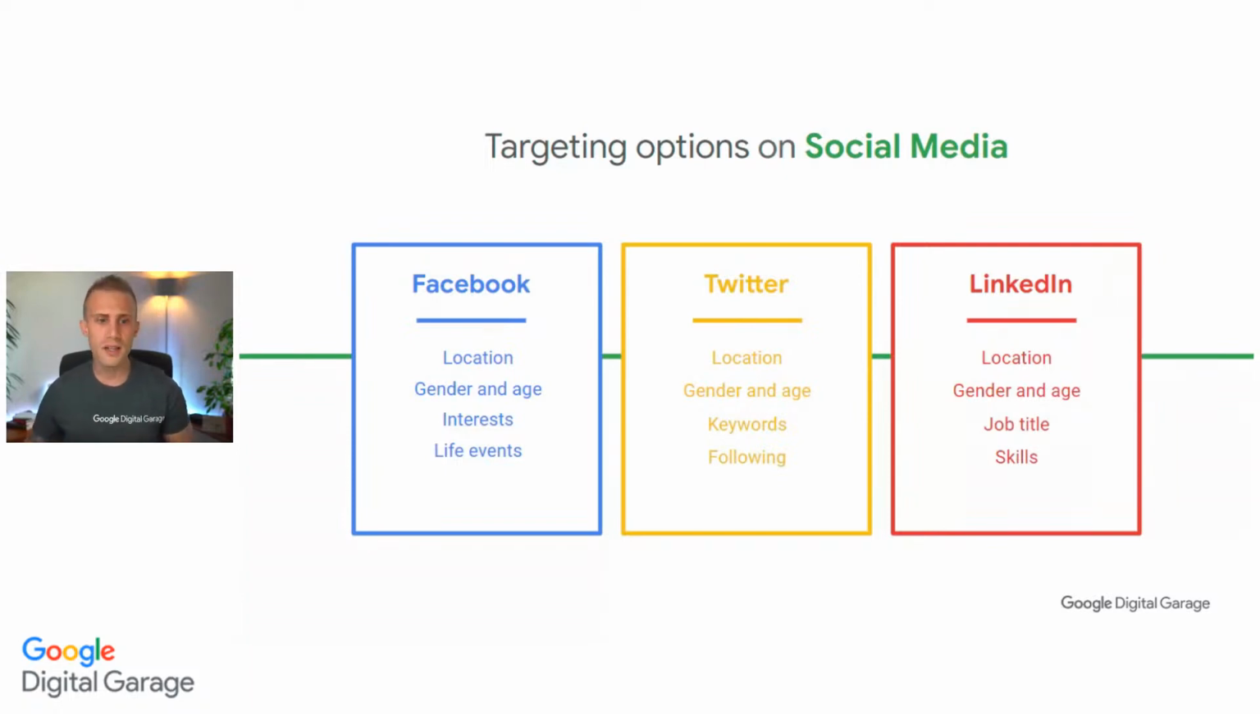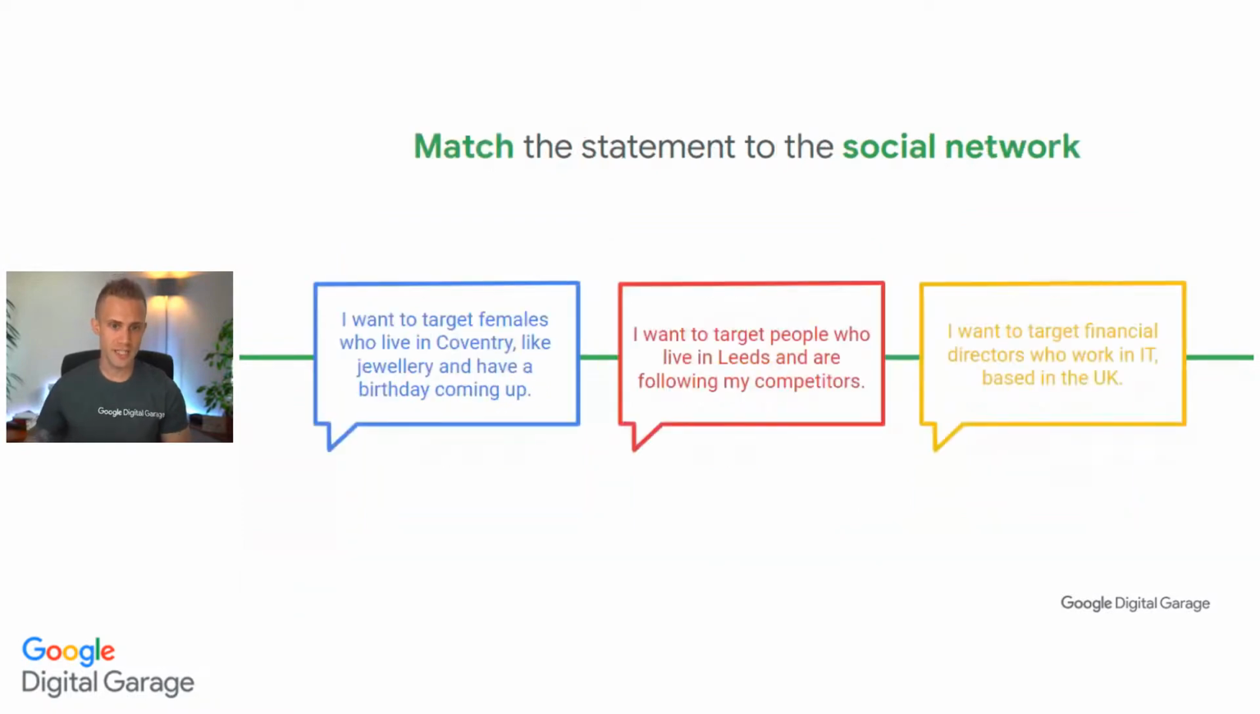So the last little activity that I have for you for today, and I really, really hope that you get involved, because we've got about 8 minutes left, I believe. What I would like you to do is match the statement to the social media network. So we have blue, we have red, and we have yellow. Blue: I want to target females who live in Coventry, like jewelry, and have a birthday coming up. Blue, dash, or equals, what social media platform?